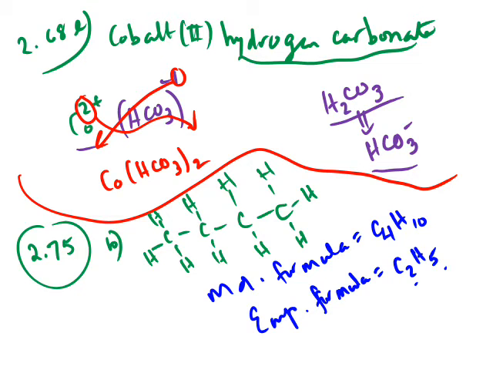So you can double check this. If you multiply the empirical formula by 2, you're going to get back the molecular formula. And the molecular formula has to be a multiple of the empirical formula. It has to be 1, 2, 3, one of those multiples.